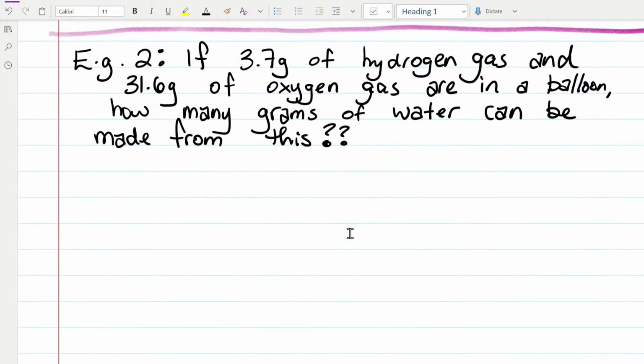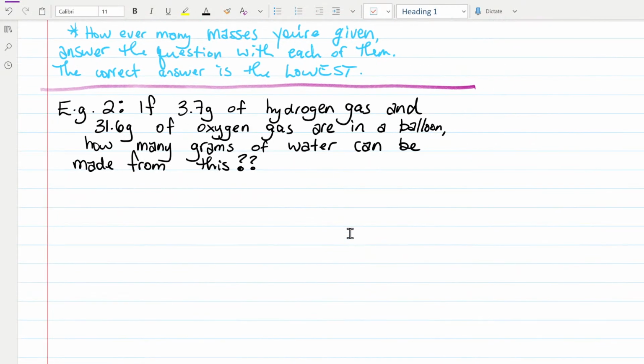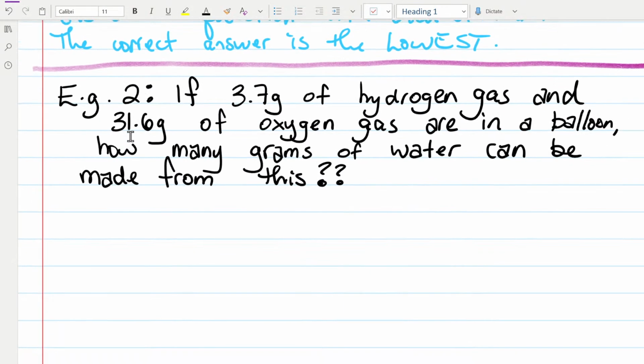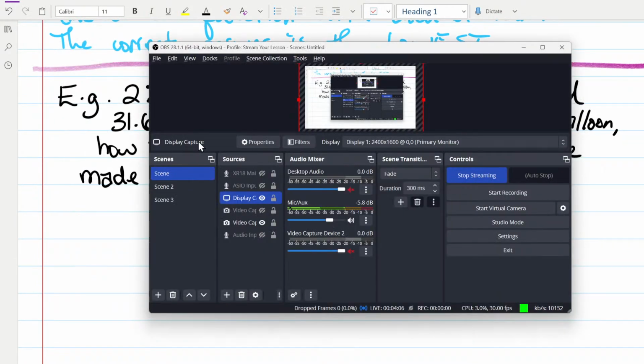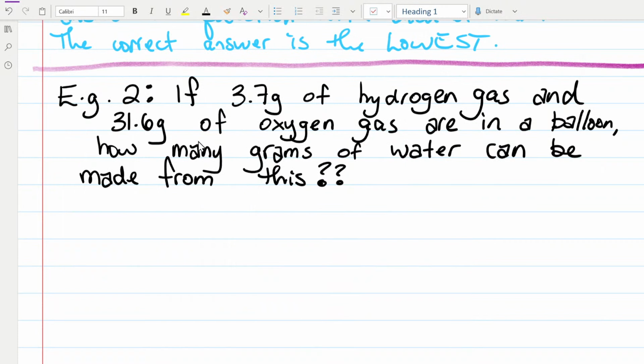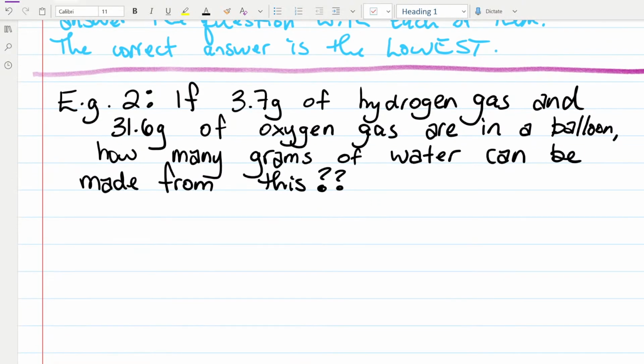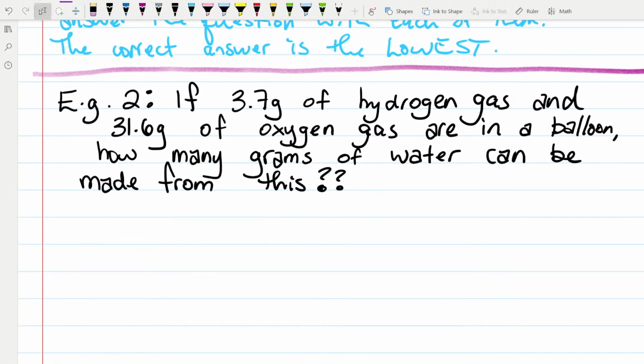So I'm going to try one more of these examples together, and then I'll send you off on your way. So in the second example, I just want to make sure I'm still streaming here. Yeah. In the second example, we said that we had hydrogen gas and oxygen gas in a balloon, and we're going to have them react with one another. And in so doing, we'll produce water.